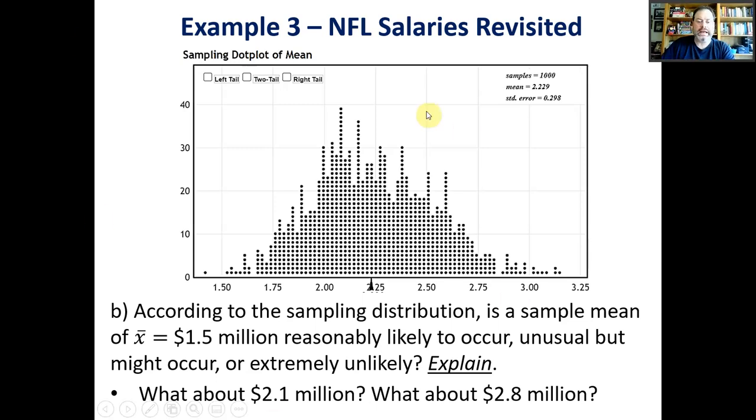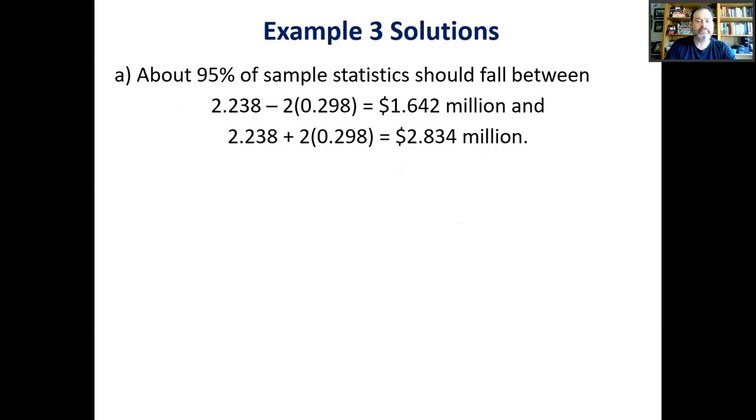Last one, $2.8 million. 2.8 is like right about here. Well, according to our 95% rule, 2.8 is right on the edge of the 95% rule. So that is unusual, but it still could occur. So anything close to the 95% rule boundary, or even a little bit to the outside, but not way on the outside, is unusual but might occur.